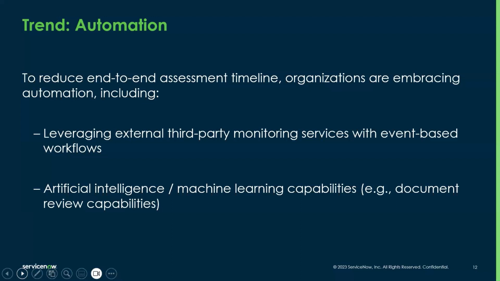And that's inclusive of those third-party monitoring services that I mentioned, but also building out event-based workflows. So if we're using something like MasterCard RiskRecon and their score drops below a certain level, that triggers whether we want to do a reassessment or notify the business of this, making sure that we're taking the right actions. And then also looking at artificial intelligence and machine learning capabilities. We've had clients who have built out document review capabilities where they're actually able to look at something like a SOC 2 report and identify any qualified opinions or exceptions that were noted in these documents, which can help with the processing and review of that information.